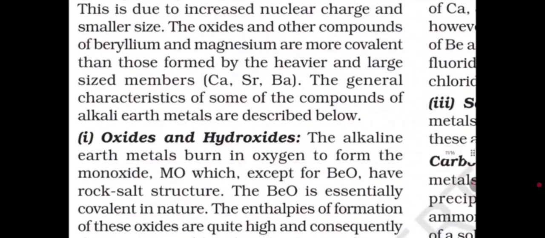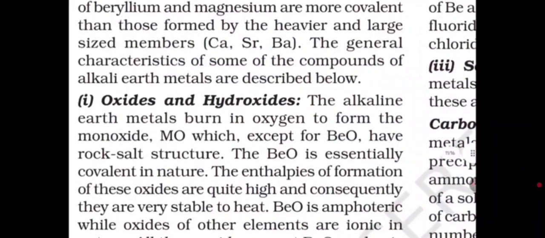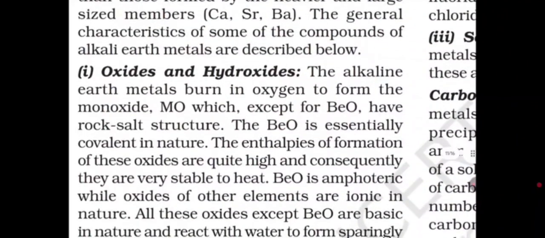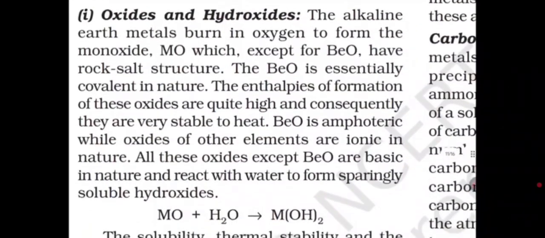This is due to increased nuclear charge and smaller size. The oxides and other compounds of beryllium and magnesium are more covalent than those formed by the heavier and larger size members calcium, strontium, barium. The general characteristics of some of the compounds of alkaline earth metals are described below.